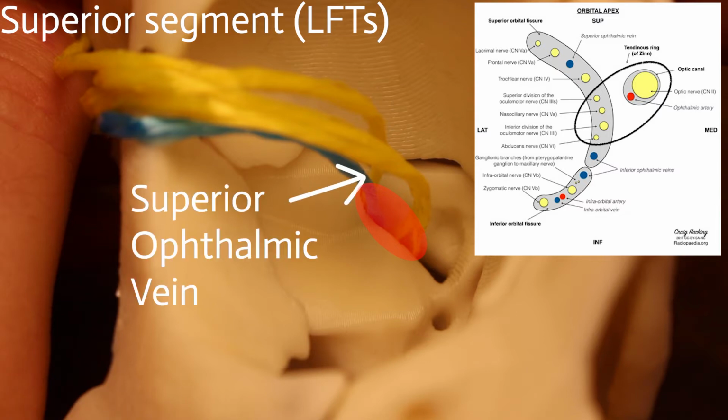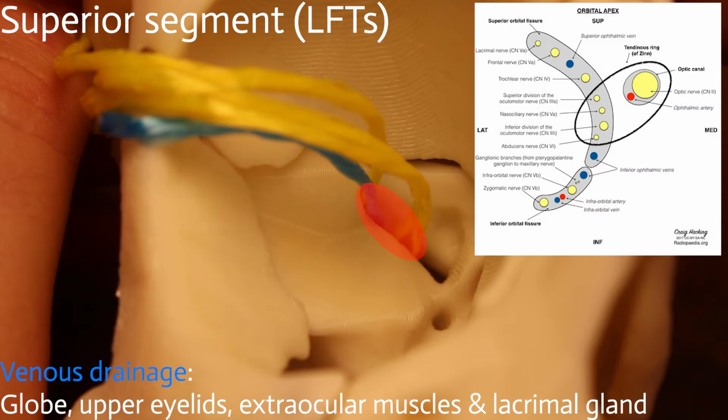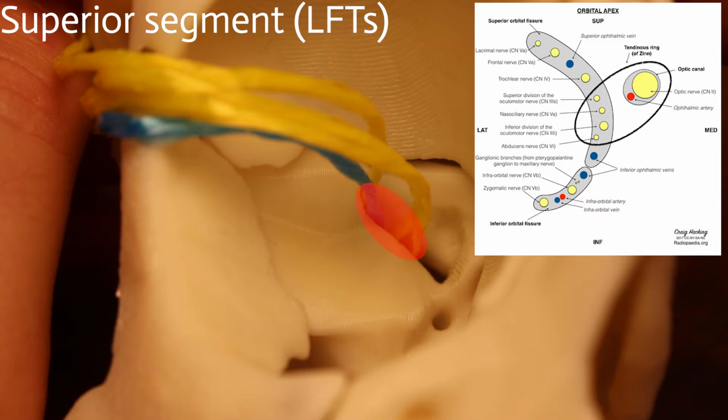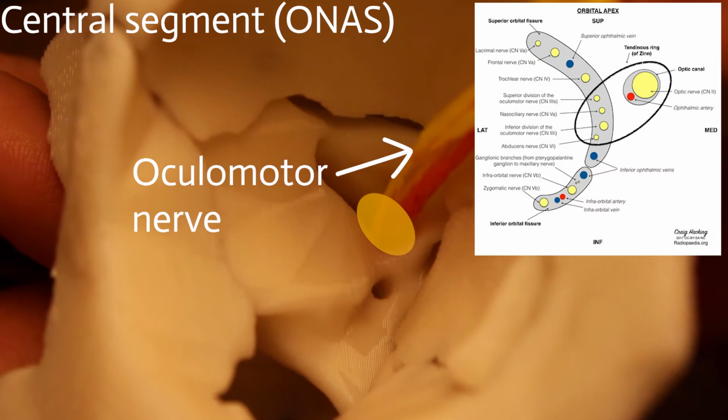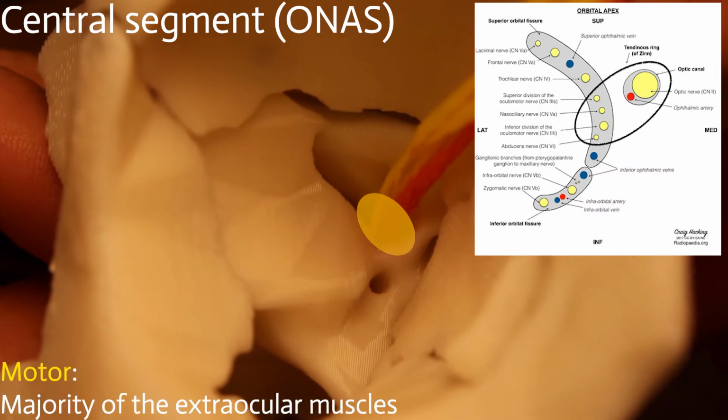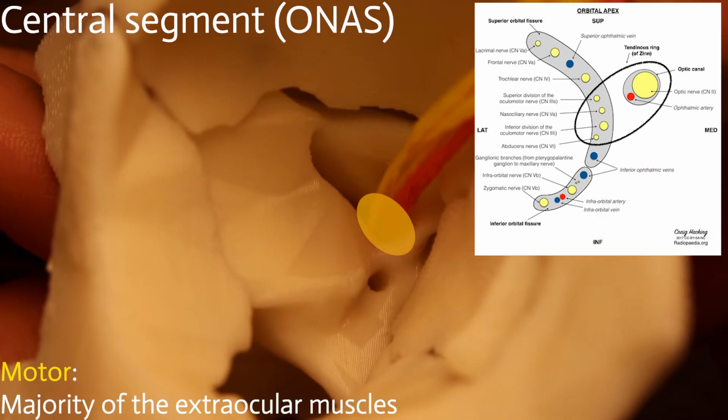The superior ophthalmic vein drains most of the globe, upper eyelids, and extraocular muscles as well as the lacrimal gland, and it directly communicates with the cavernous sinus. The oculomotor nerve is cranial nerve 3, and it provides pure motor to the majority of the extraocular muscles tasked with eye movements. This excludes the superior oblique and lateral rectus.